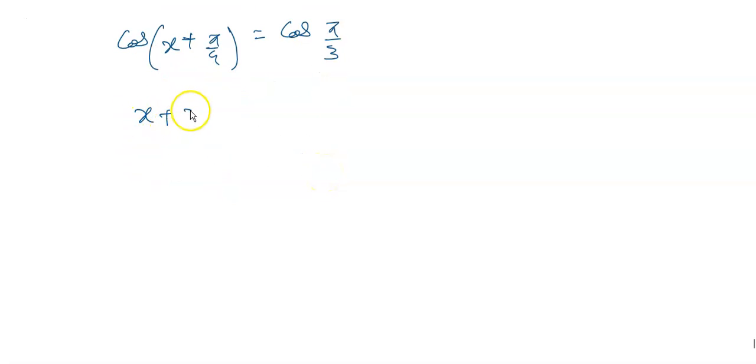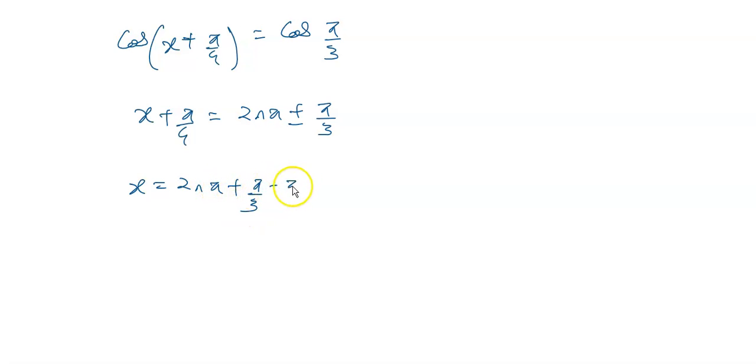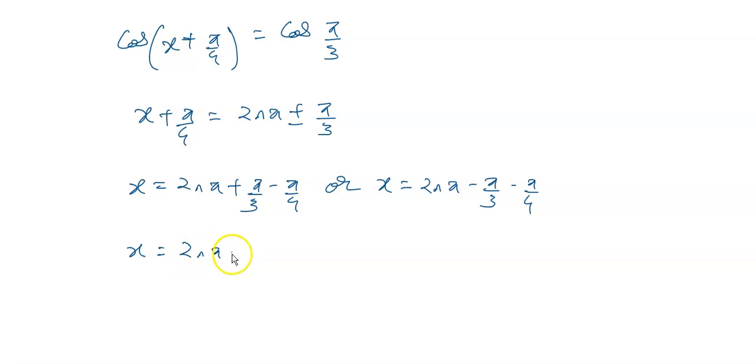So this gives me x plus pi by 4 is equal to 2n pi plus minus pi by 3, that is x plus pi by 4 is equal to, चलो एक प्लस के साथ और एक माइनस के साथ तो लिख लेते हैं, that is x is equal to 2n pi plus pi by 3 minus pi by 4, और x is equal to 2n pi minus pi by 3 minus pi by 4. So this is equal to 2n pi plus pi by 12, or x is equal to 2n pi minus 7 pi by 12. This is the answer.